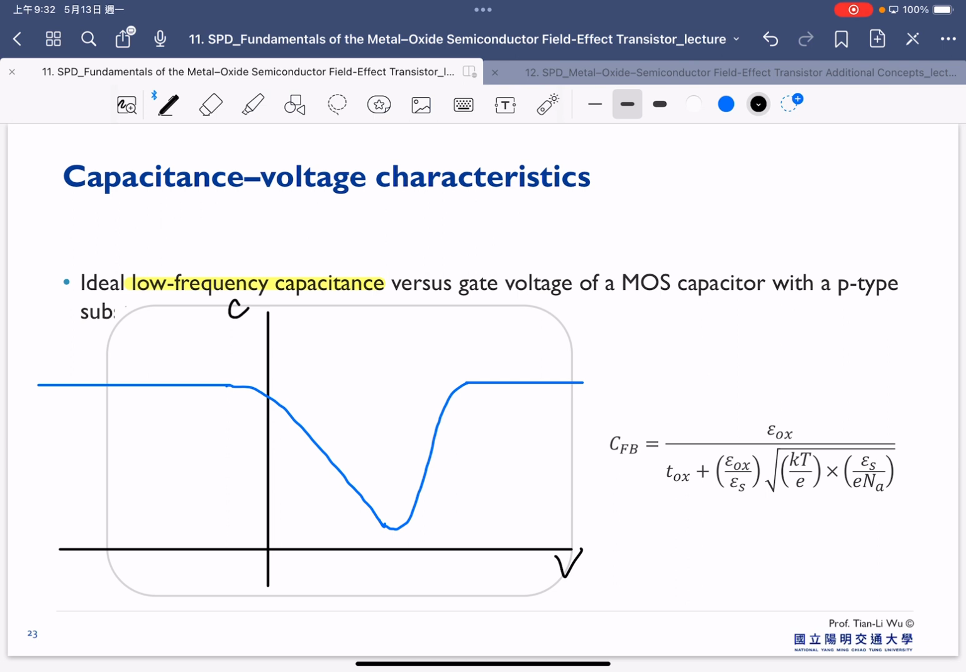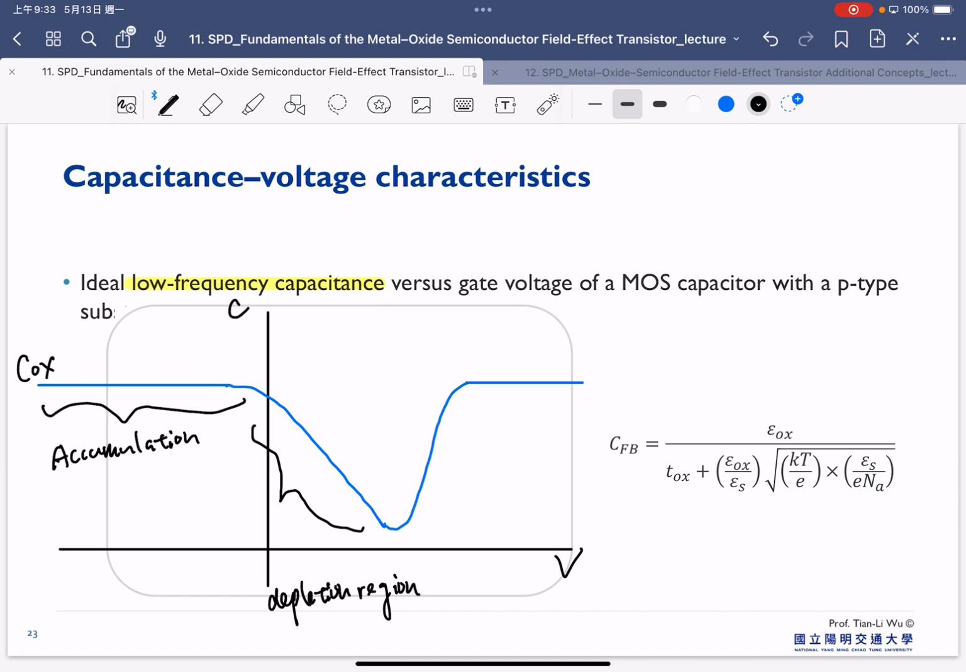So we all know this is the case of the accumulation region, where the capacitance is exactly equal to the oxide capacitance. Once we gradually increase the bias, we start to have the depletion region. This is because the depletion in the P-type substrate gradually extends to a certain maximum depletion width, and afterwards, once the voltage is high enough, we start to have an inversion.